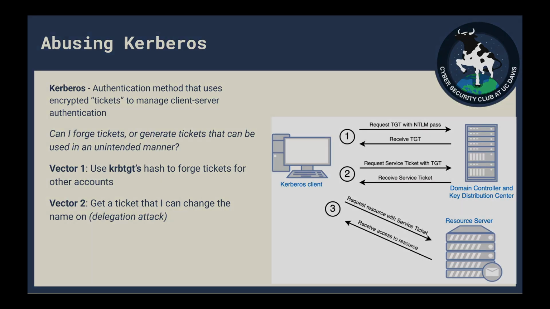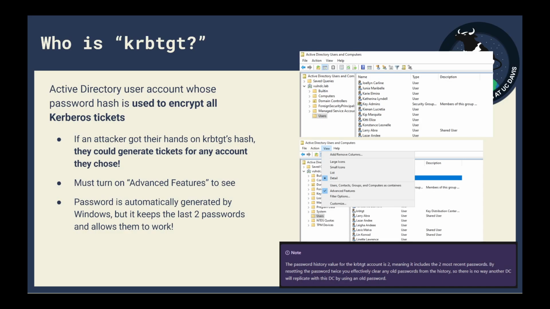How do you do that? The KRBTGT password hash encrypts all of the Kerberos tickets. You can generate any account if you have your hands on it, and if you just go into Users and Computers and click through the menu, you can see the user and set whatever password you want.